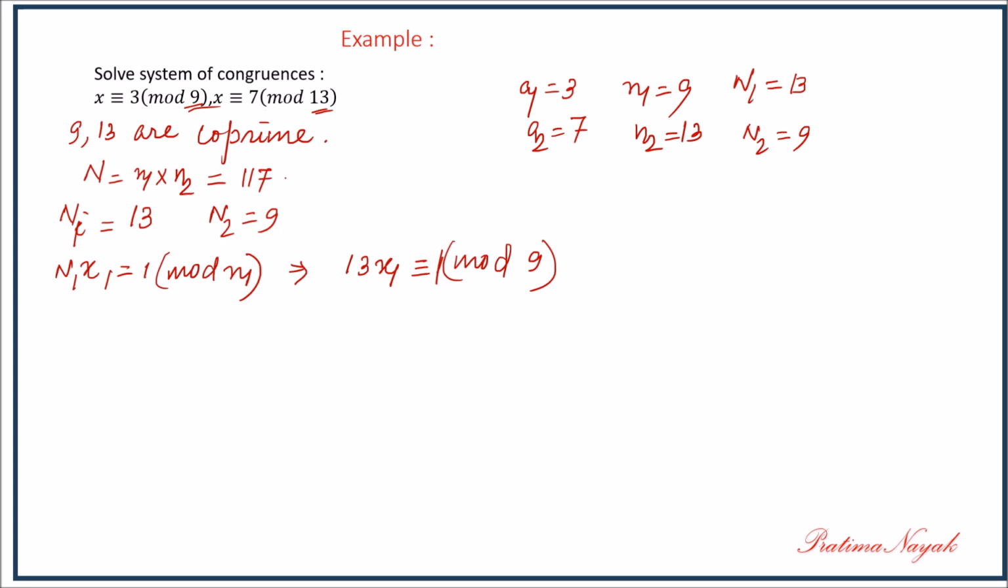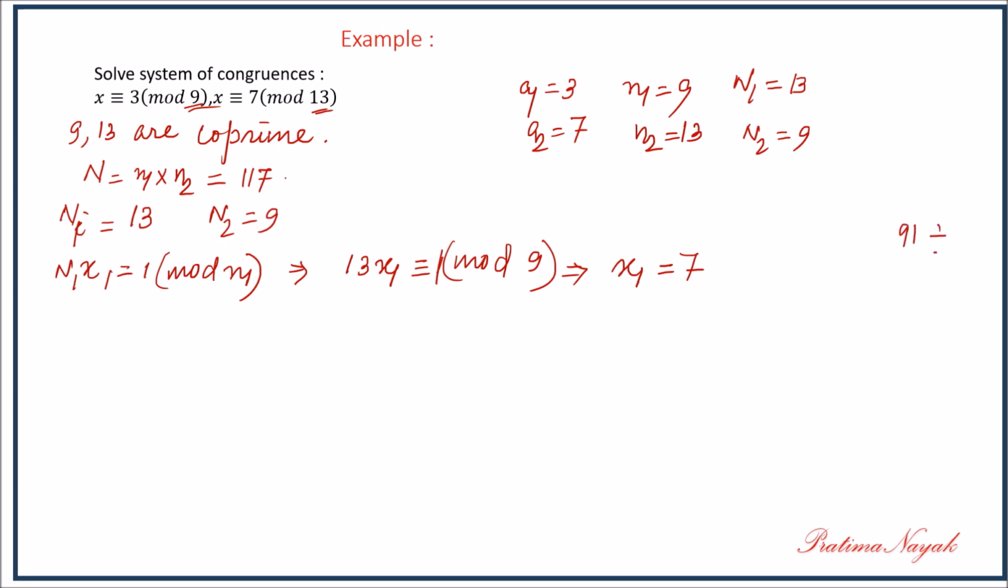It will be 13. 1 is 13. 26, no. 39, no. 52, no. 65, no. 36 times 78, no. 13 times 7 is 91. That time it will be. So that means x1 is 7, because 13 times 7 is 91.